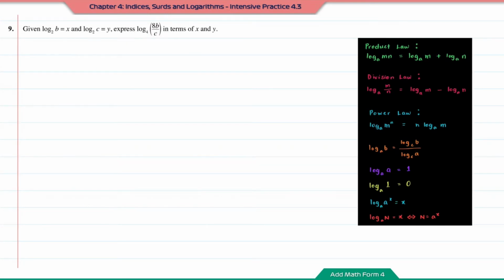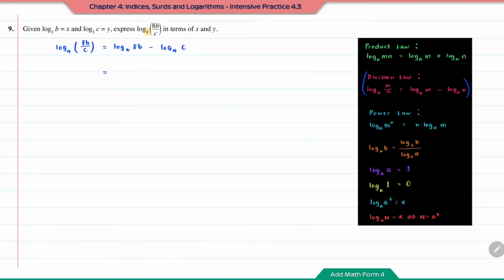Question number 9. Given log base 2 of b equal to x and log base 2 of c equal to y, express log base 4 of b over c in terms of x and y. So first we're going to change this log base 4 into log base 2. But before that, I'm going to write this log base 4 of b over c using the division law. Here I'm going to write it as log base 4 of b minus log base 4 of c.